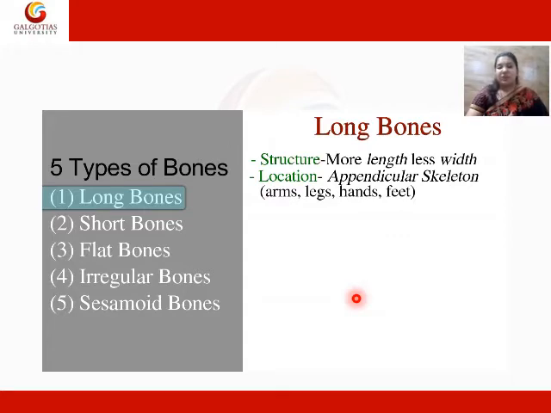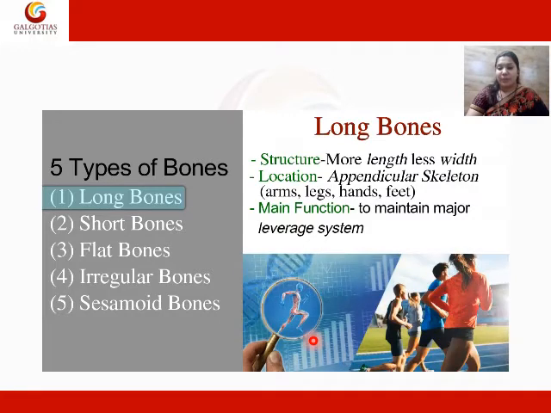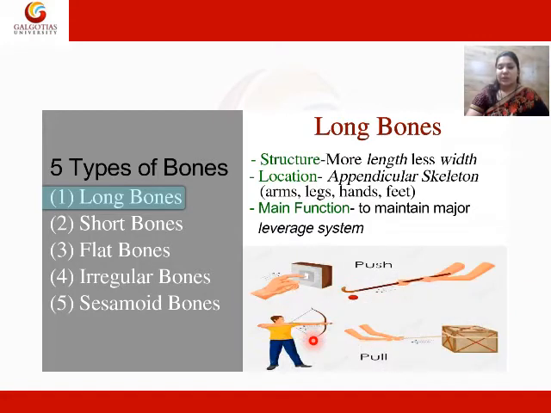The main function of the long bone is to provide and maintain the major leverage system of the body. It means they provide muscle attachment and act like a lever when there is muscular contraction to perform a weight bearing action. These muscles are attached to the long bones and perform push and pull easily and form the leverage system.